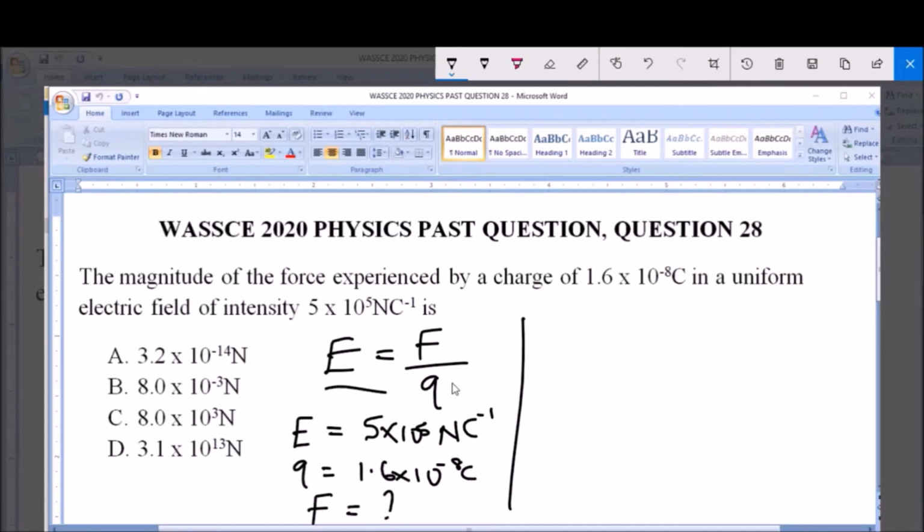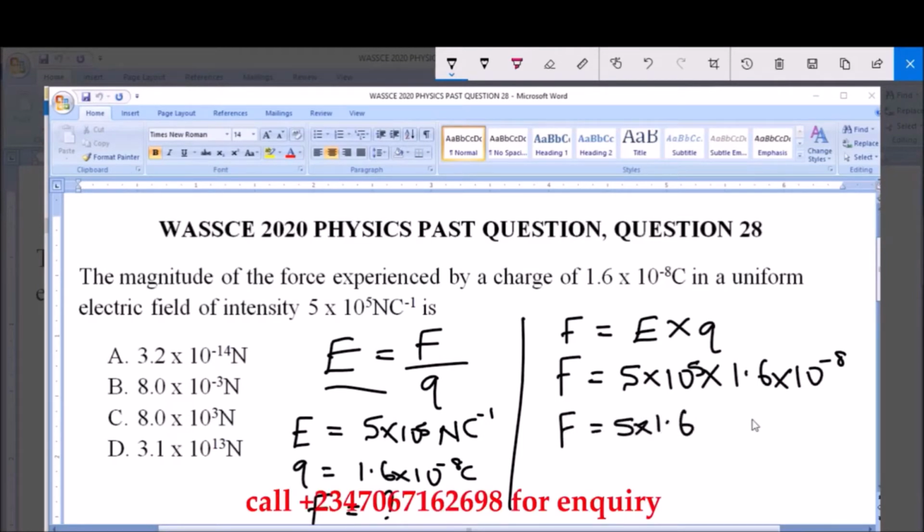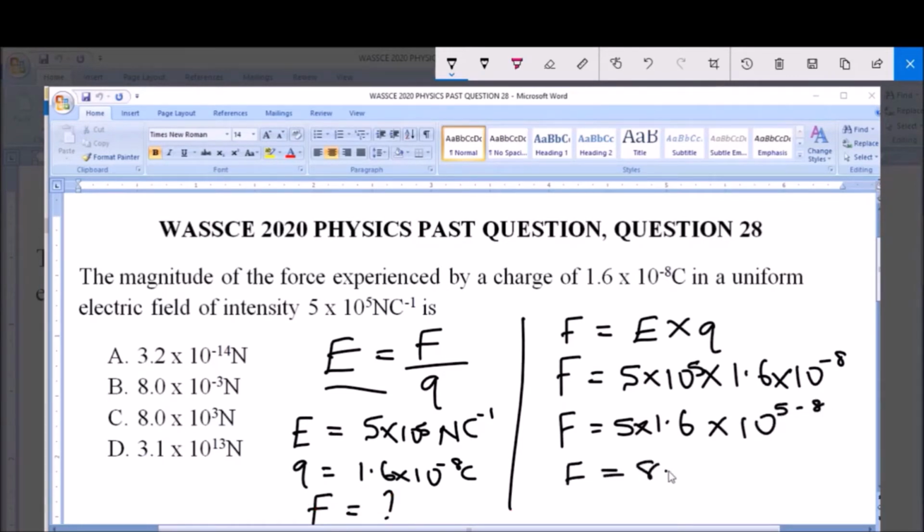So therefore, from this formula here, we can say F is equal to the electric field intensity multiplied by the quantity of charge. And so F is equal to 5 × 10⁵ multiplied by 1.6 × 10⁻⁸. So we have that F is equal to 5 × 1.6 multiplied by 10⁵⁻⁸, and so F is equal to 8.0 multiplied by 10⁻³ newton, and that is option B, 8.0 × 10⁻³ newton. So this is the answer to this question. This is the force experienced by the charge in this uniform electric field.